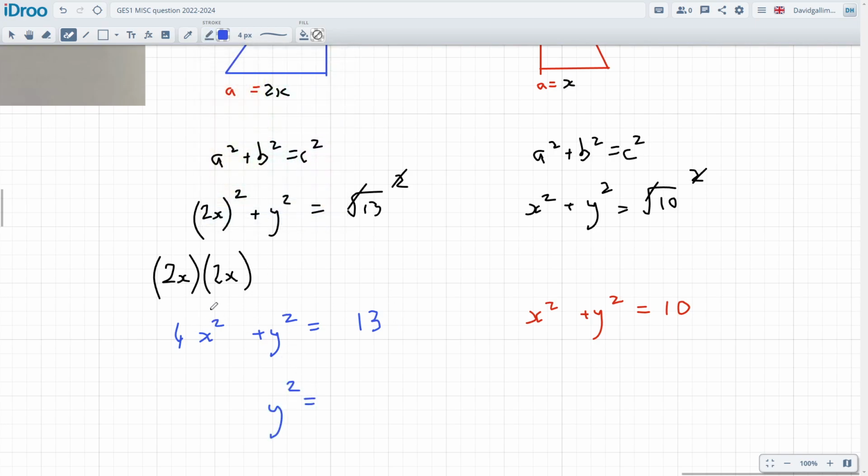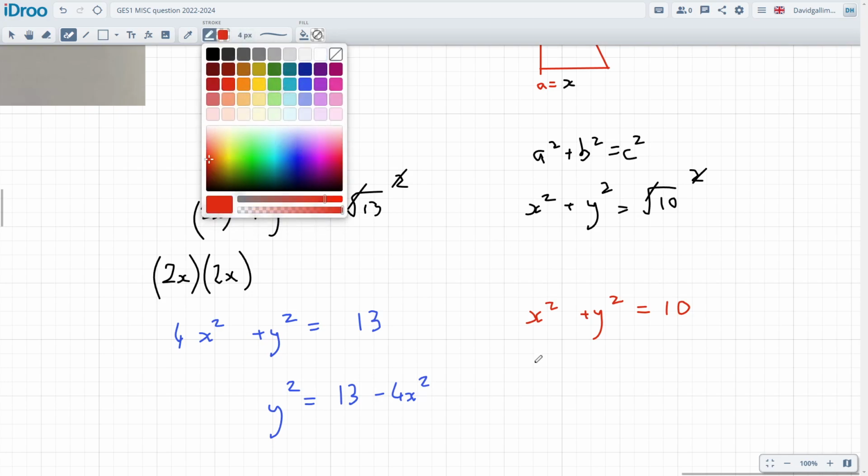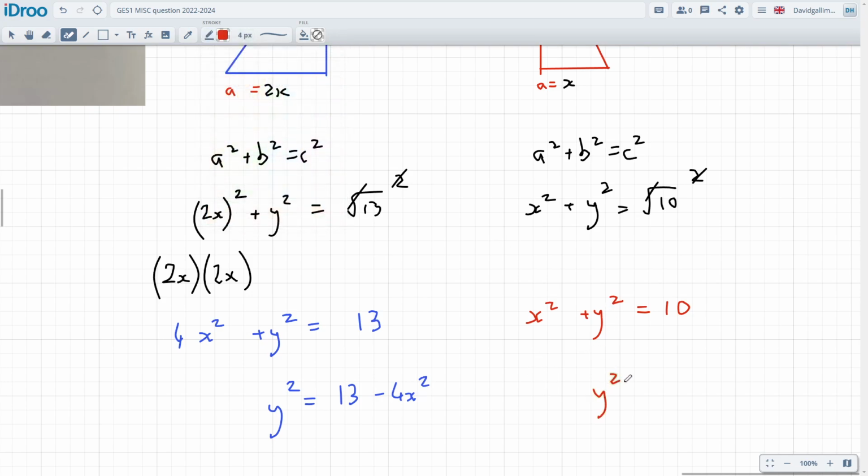So we're going to minus off this 4x squared from both sides. So we get 13 minus 4x squared like this. And then we're going to do the same thing with the red one. So this is going to be y squared, and I'm going to minus off this x squared from over here. So we get 10 minus x squared. Again, the reason why I'm doing this is because I'm trying to get these guys equal to each other to fit them into each other.